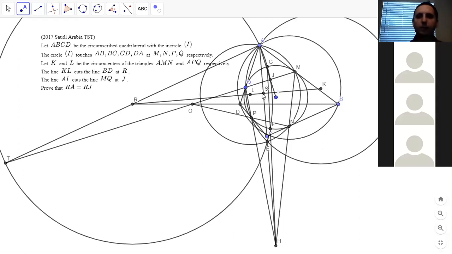So yeah, I like the idea. We want to calculate the power of R with respect to the incircle. If we could show that power is RA squared, that would solve the problem, right? Not so sure, but that would be a good promise. Okay. So is there some line through R? Maybe we could use Casey's theorem.